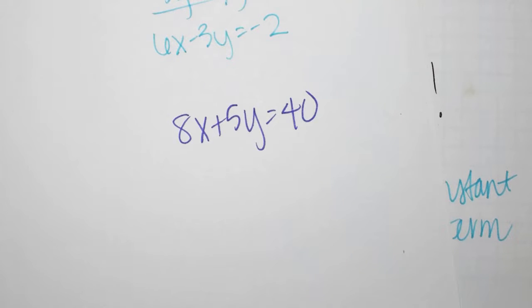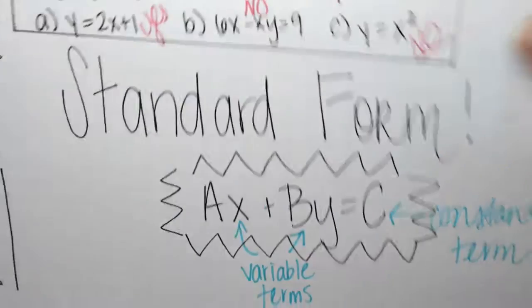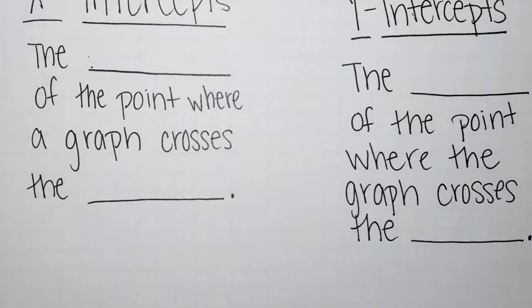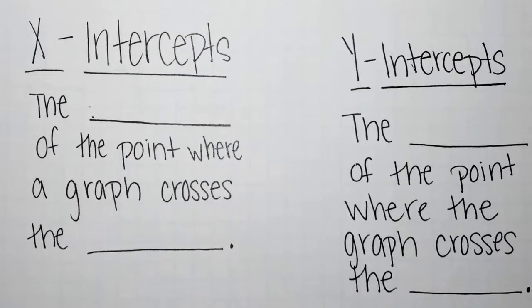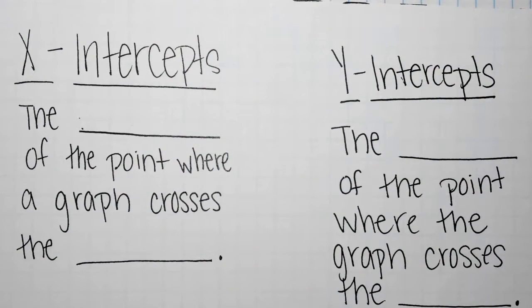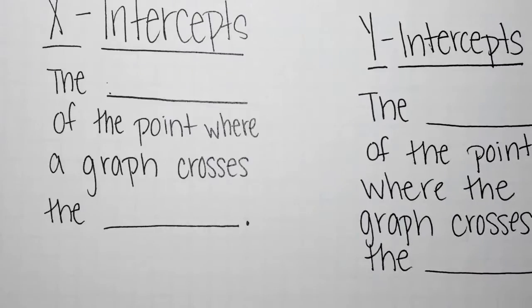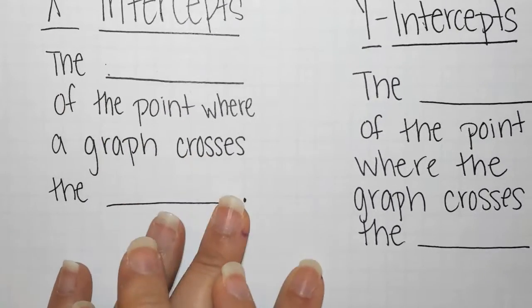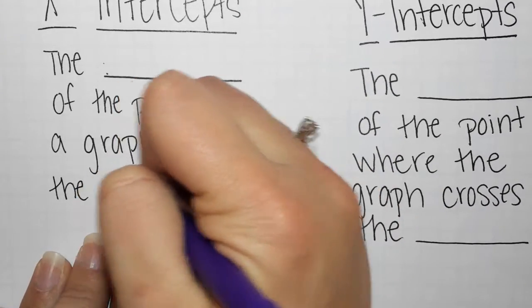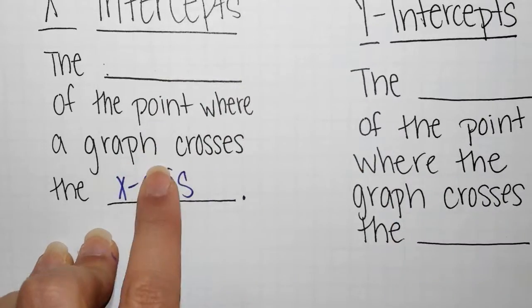Alright, turn to 30B, which is the next page. Alright, so now we're going to actually talk about our intercepts. We find those by using standard form. Now, what does the word intercept mean? They're crossing, right? So if it's an x-intercept, where is it going to cross? The x-axis. Good. Both of y'all take a point. So it crosses the x-axis.